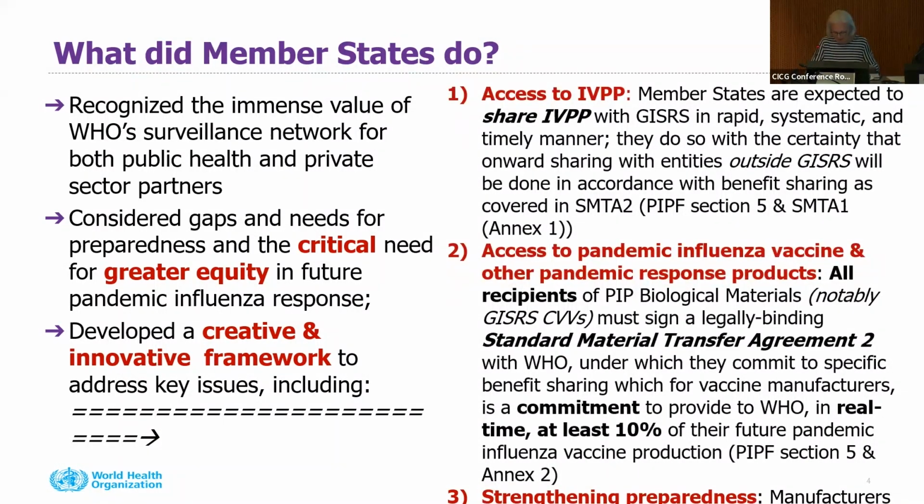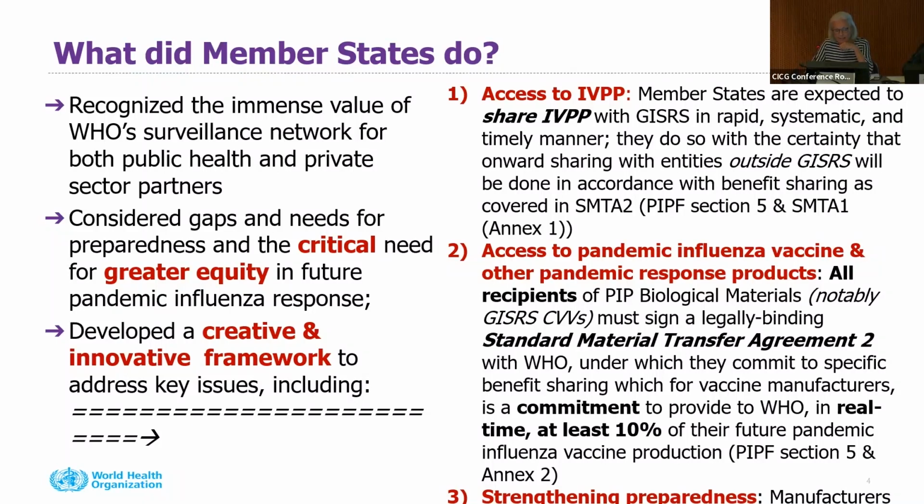I see that my slides are just not the right size. But anyway, the 3 issues that they really looked at and resolved were: 1, making sure that there was continued access to IVPPs. So member states under the framework are expected to share their IVPPs with GISRS in a rapid, systematic, and timely manner. And member states do so with the certainty that onward sharing with entities outside of GISRS will be done in accordance with benefit sharing mechanisms, such as the one covered in the SMTA2.